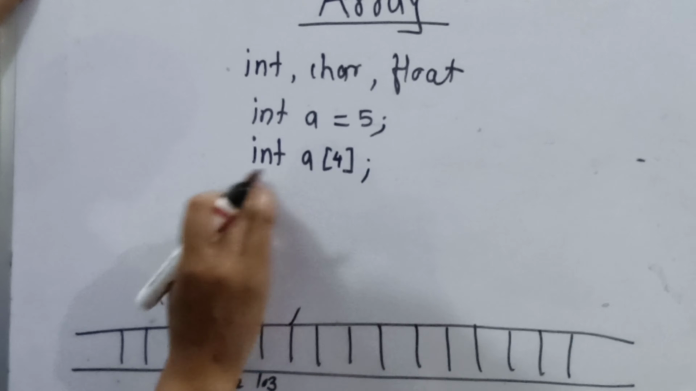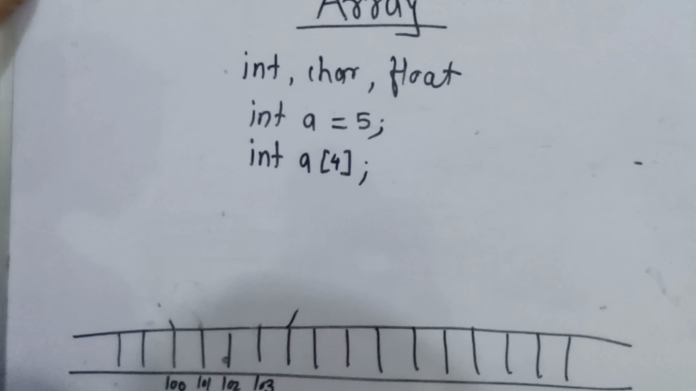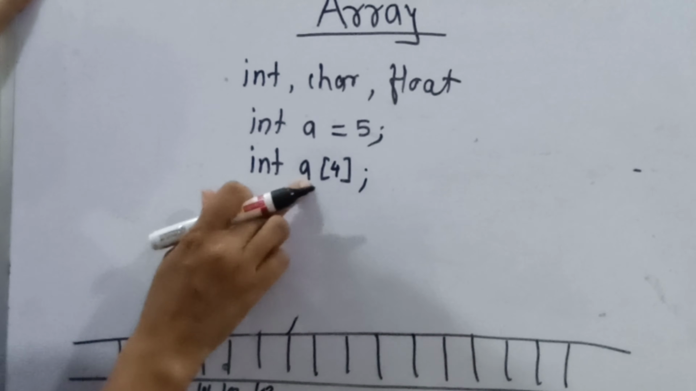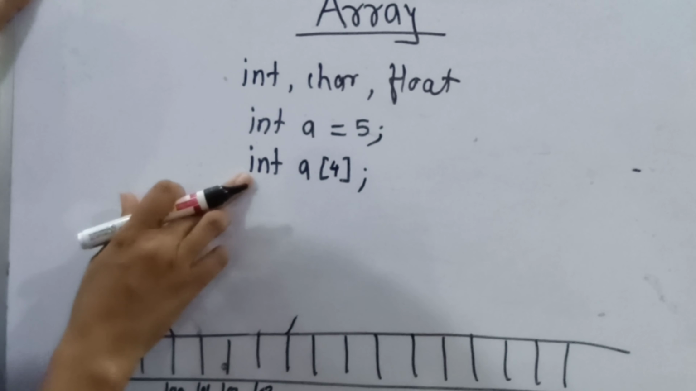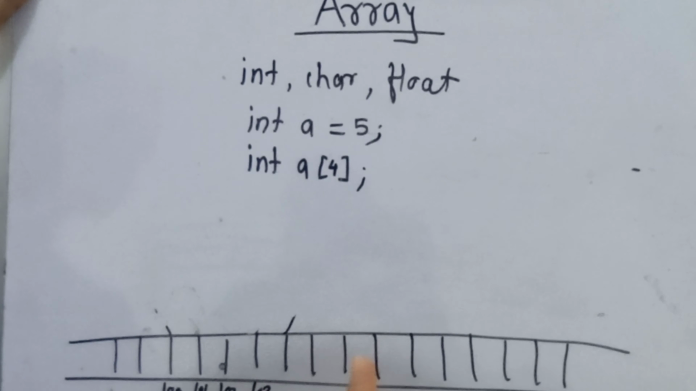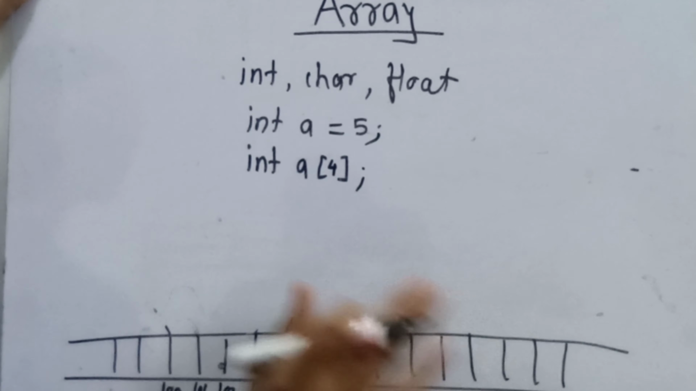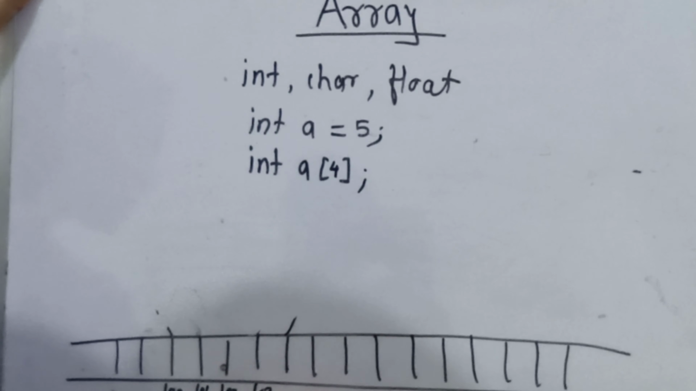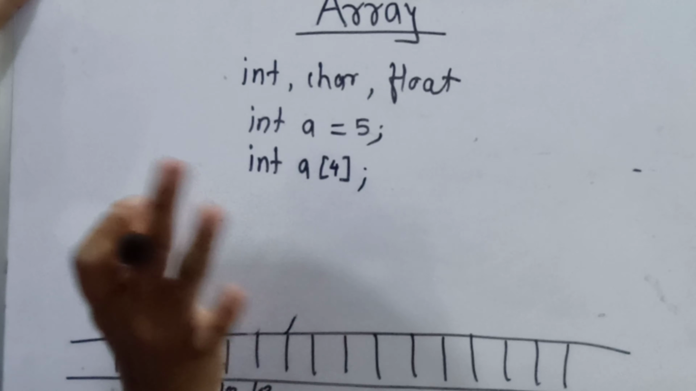Whenever I declare, suppose, integer a of 4, what does that mean? This a is the name of the array, and it is of type integer. So it is going to contain 4 integer elements. That means a maximum of 4 integer elements can be stored in this integer array. This is the declaration and this is its meaning.